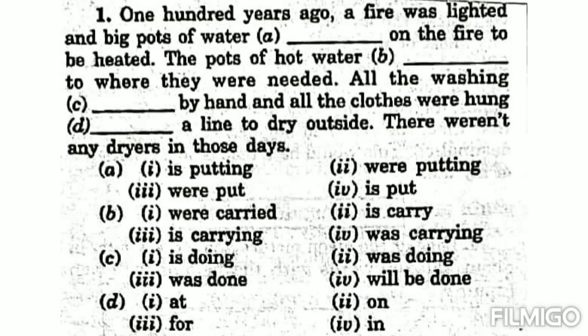For C blank, first option is doing, second was doing, third was done, fourth will be done. And for D blank, first option is at, second is on, third is for, and the fourth one is in. Choose the correct option and fill in the blank. This is how you are going to solve the exercise, right beta? This was all about your first exercise.